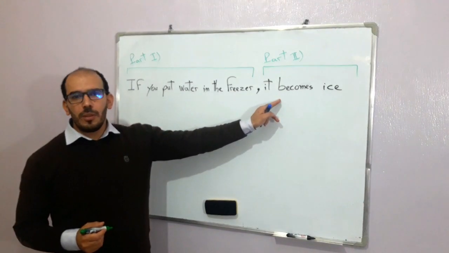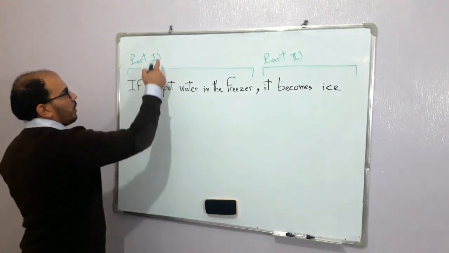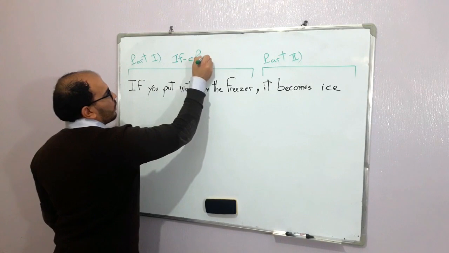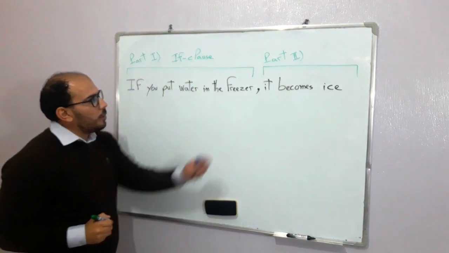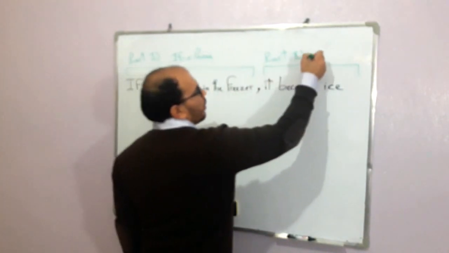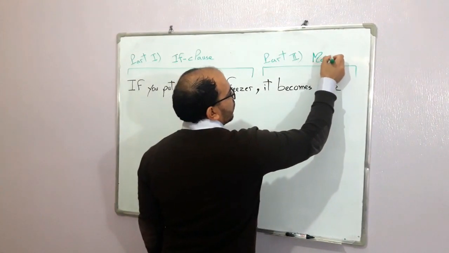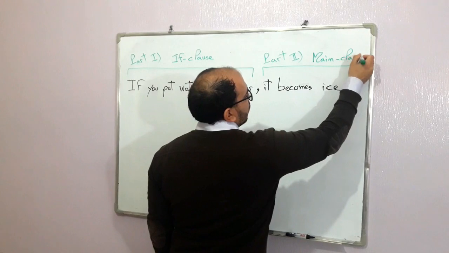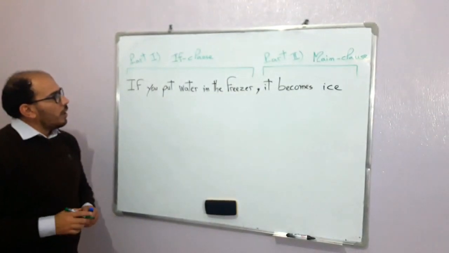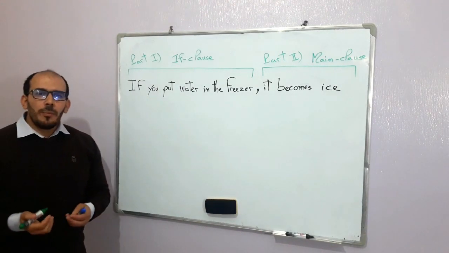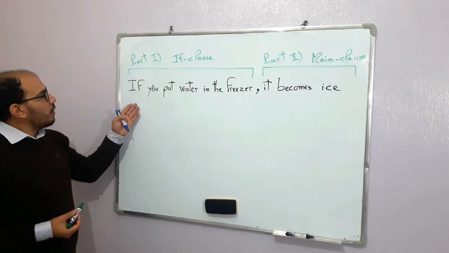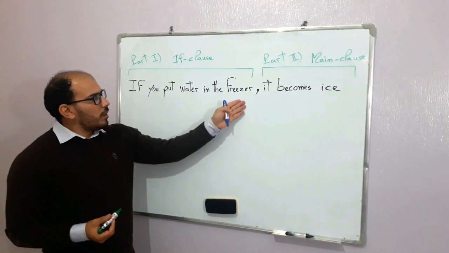but in part two we don't have if. That's why part one we call it the if clause, and part number two is the then clause, which comes next, or we may call it the main clause. It stands by itself.